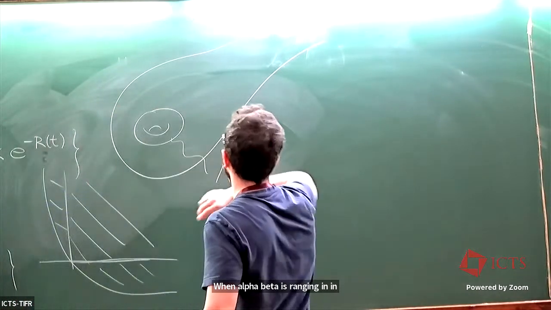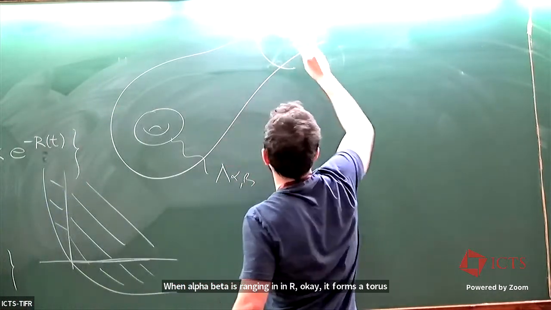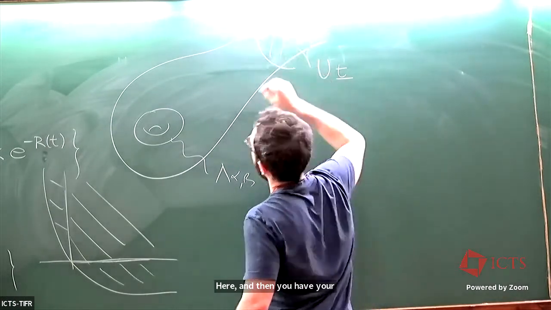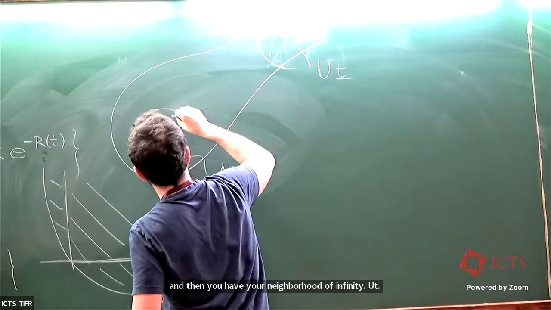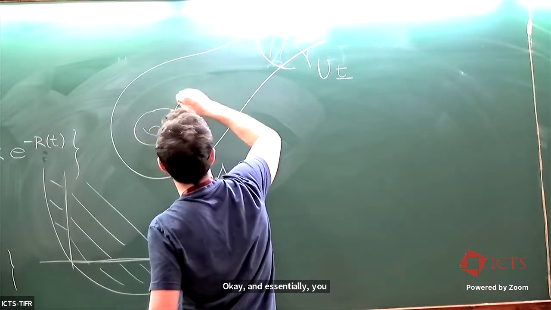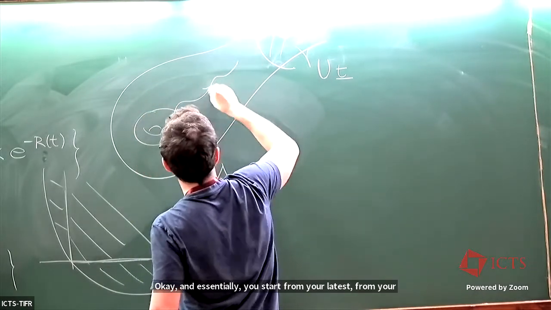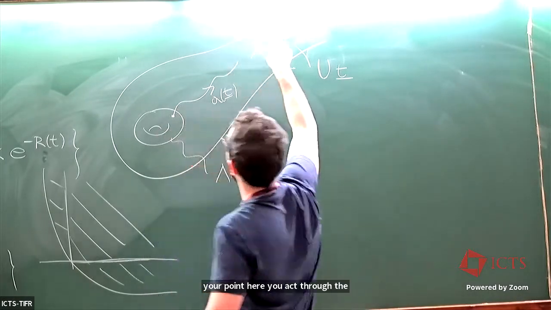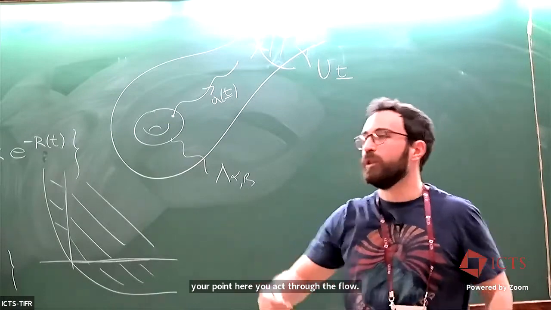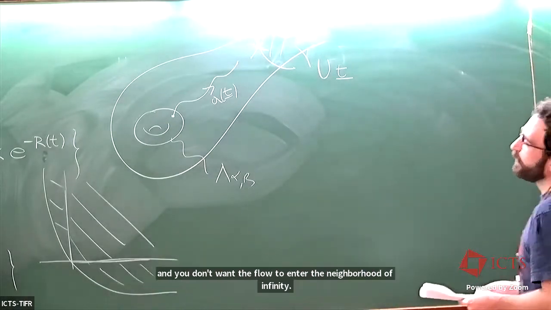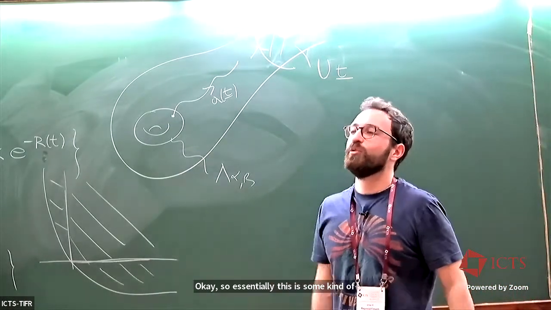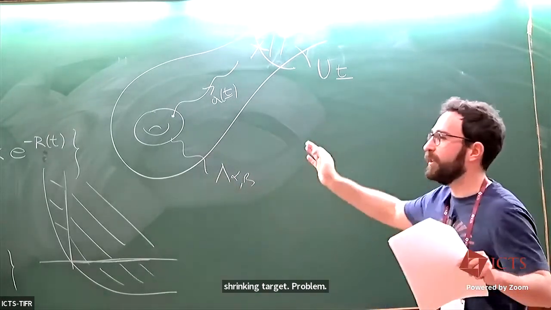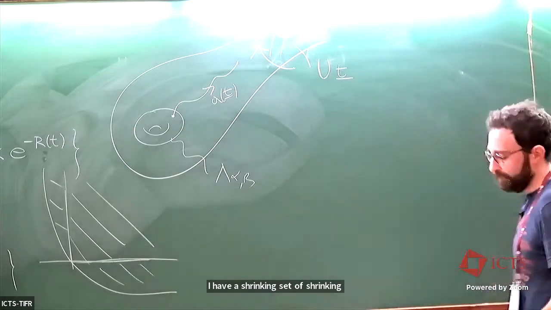Okay, it forms a torus here, and then you have your neighborhood of infinity, UT. Essentially you start from your point here, you act through the flow AT, and you don't want the flow to enter the neighborhood of infinity. So essentially this is some kind of a non-shrinking target problem. I have a shrinking family of neighborhoods. I don't want to enter them.